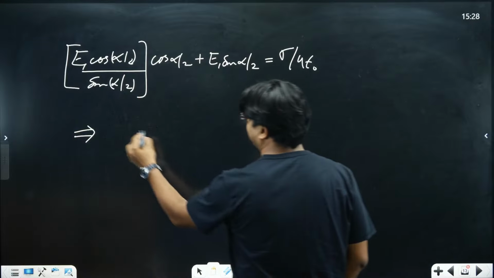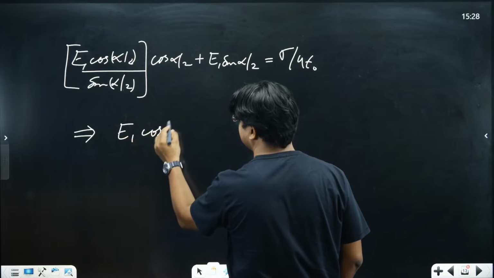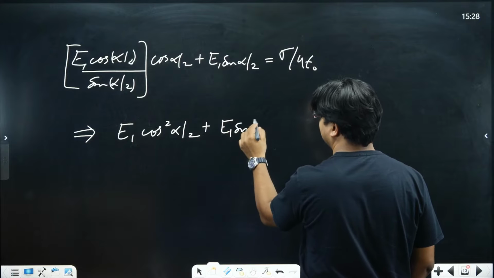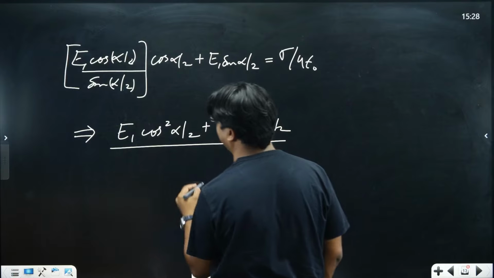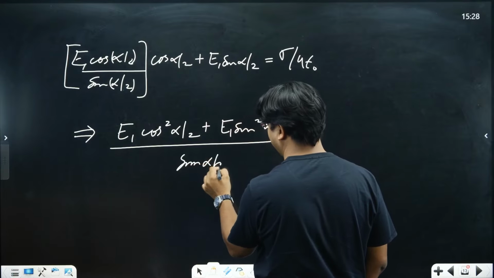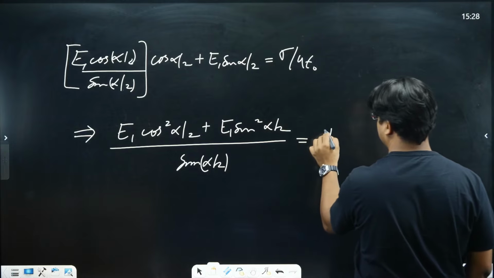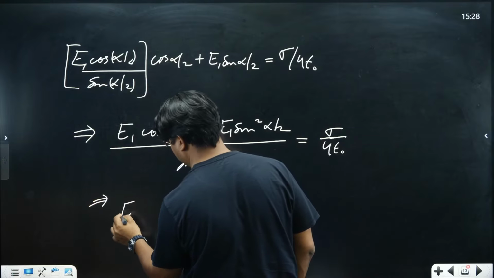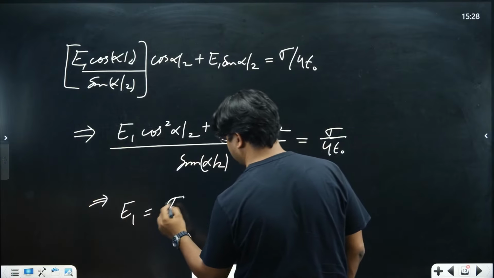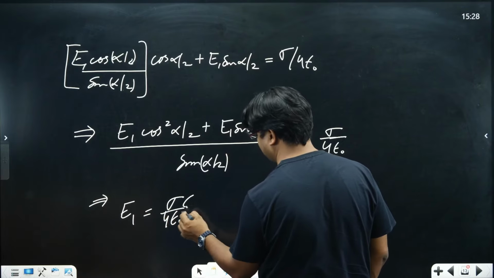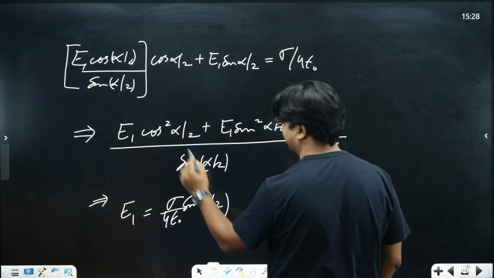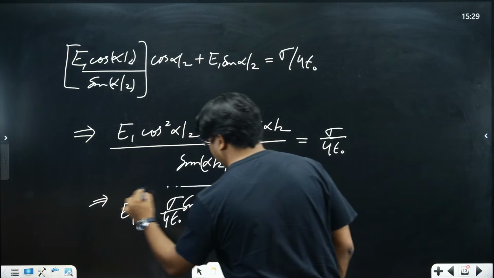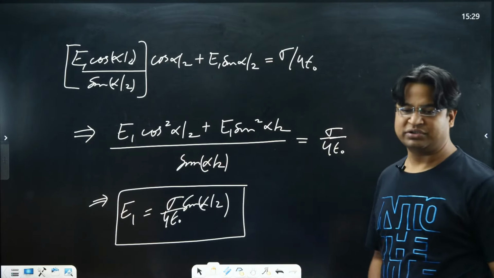Now we'll do the math. It becomes E1 cos square alpha by 2 plus E1 sin square alpha by 2, divided by sin alpha by 2, is equal to sigma by 4 epsilon naught. So this will become E1 is equal to sigma by 4 epsilon naught into sin alpha by 2, because sin square alpha by 2 plus cos square alpha by 2 will become 1. So that is the result that we were looking for, and we have got the result.